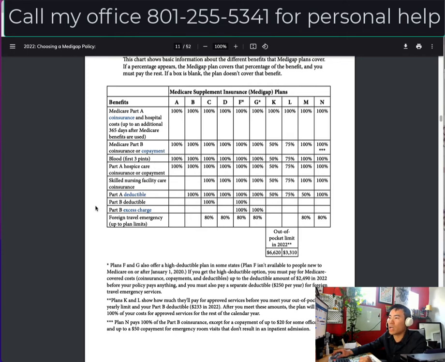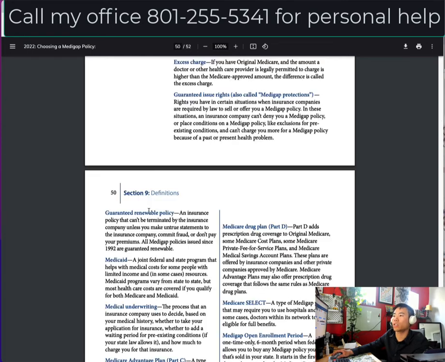your Part A deductible. It also does not cover your Part B deductible, but that's the same with Plan G. And Part B excess charge. Plan N does not cover the excess charge. And if your question is, what is an excess charge? An excess charge is if a doctor chooses to bill you over the Medicare assignment. With every medical service that is rendered, Medicare has a fee schedule and an assigned amount they pay out to the provider for each service rendered.